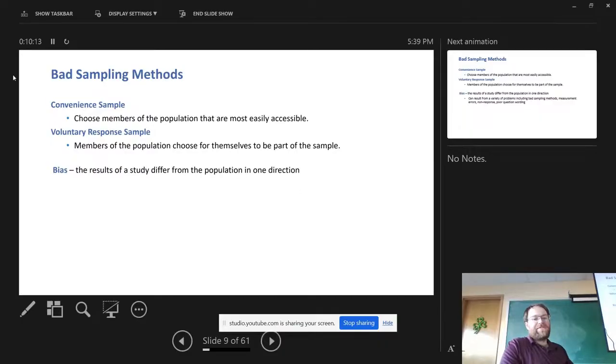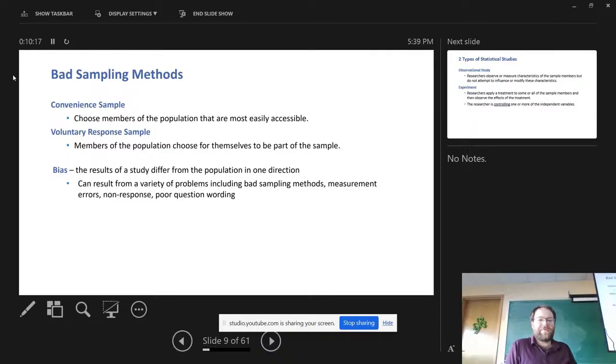If we have results that differ from the population, that's bias and can result from a variety of different reasons. Bad sampling methods, errors in taking measurements, issues with participants not responding, confusion on question wording are just some of the different things there.